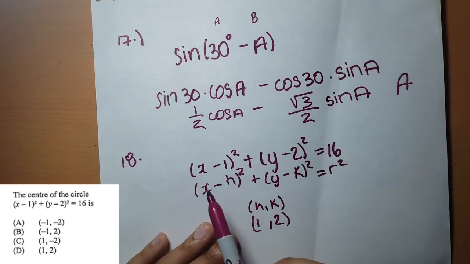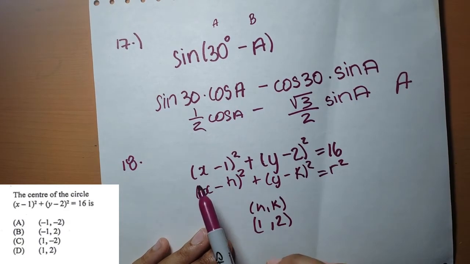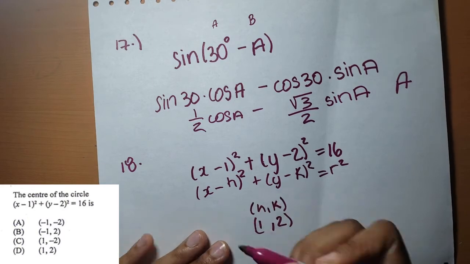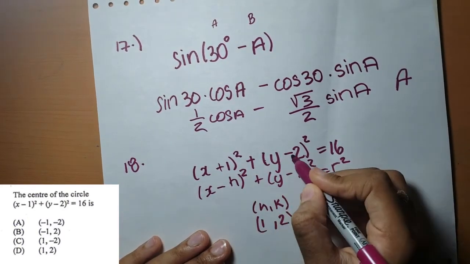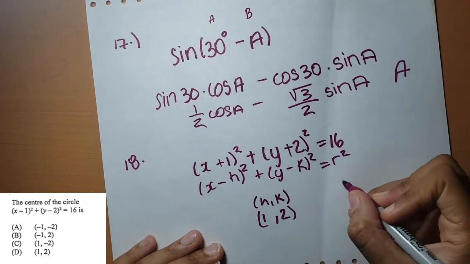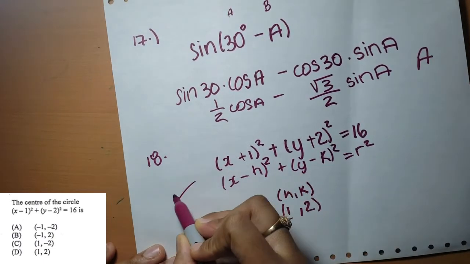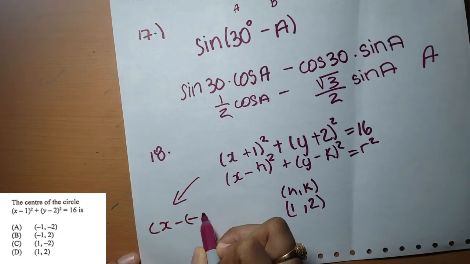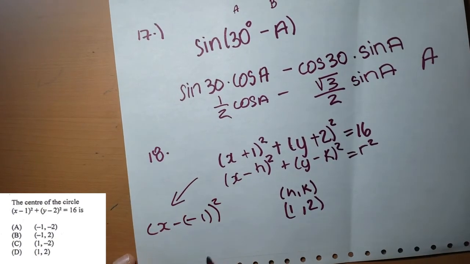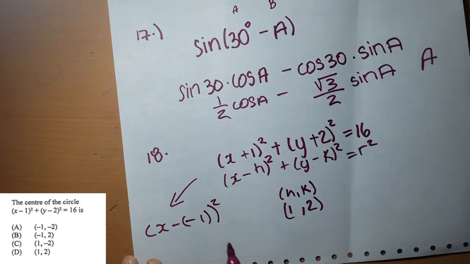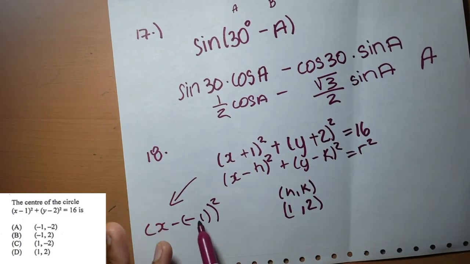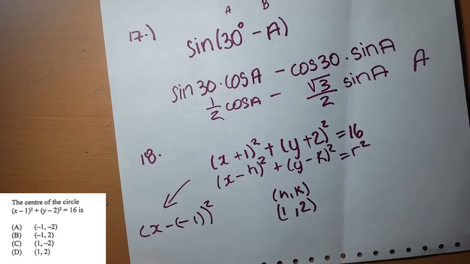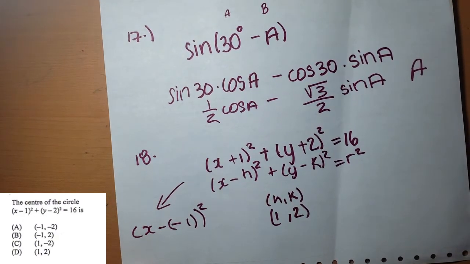You understand? So it's x minus h, so this is x minus 1, so the h that we want is 1, not minus 1. If this said x plus 1 and y plus 2, then it would basically be x minus minus 1 all squared. So it's still in that form. You always want to get x minus something, and this something would be the h. So the answer is 1, 2.